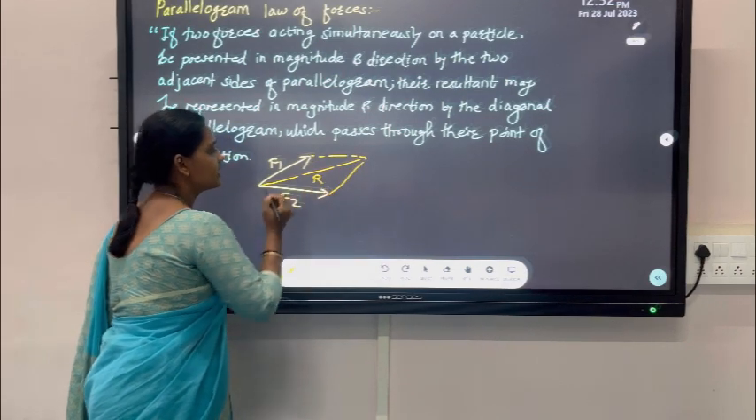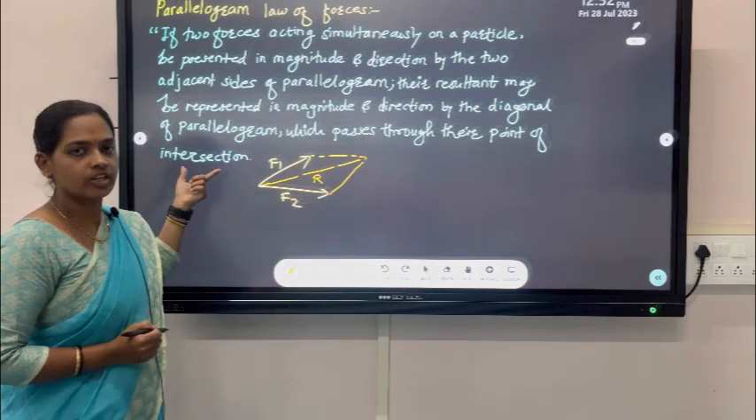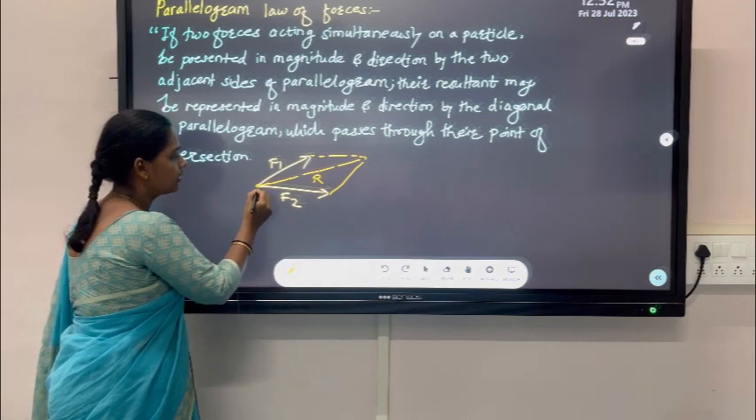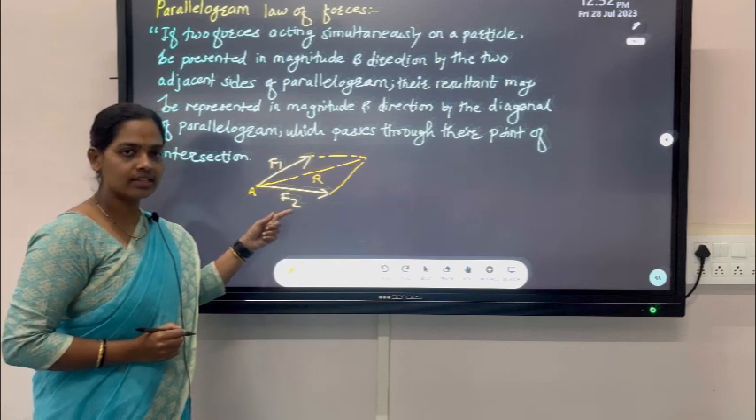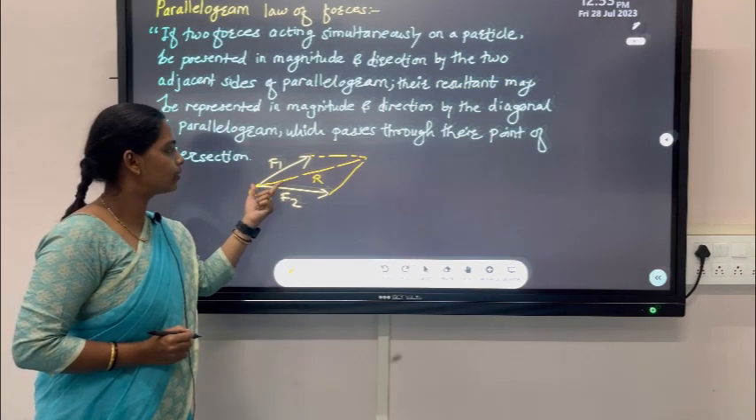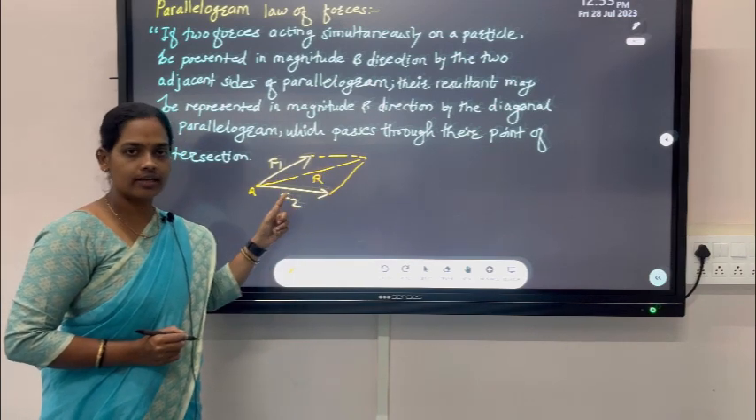It is represented as R, which passes through their point of intersection. The point of intersection for F1 and F2 lies here, suppose point A. So the resultant of these two forces passing through the point of intersection of these 2 points, and it is given by diagonal of this particular parallelogram. Then we will see its theorem.